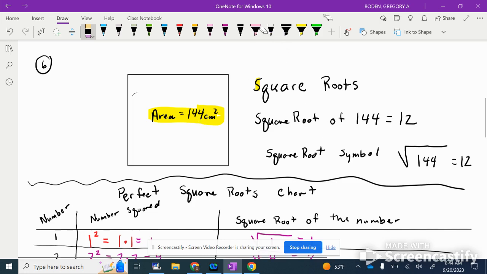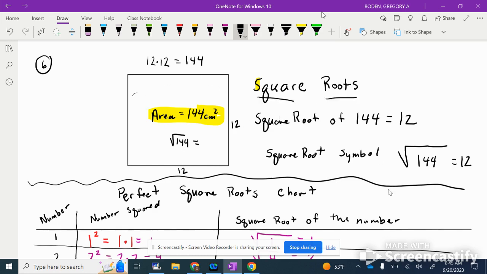Well, I know, right here, guys, that 12 times 12 is 144. So with that, what we really did is we took the square root. We took the square root of 144, and that gave us the side length of the square, which means it's 12, because 12 times 12 is 144. So the first thing you have to know is what a square root is.